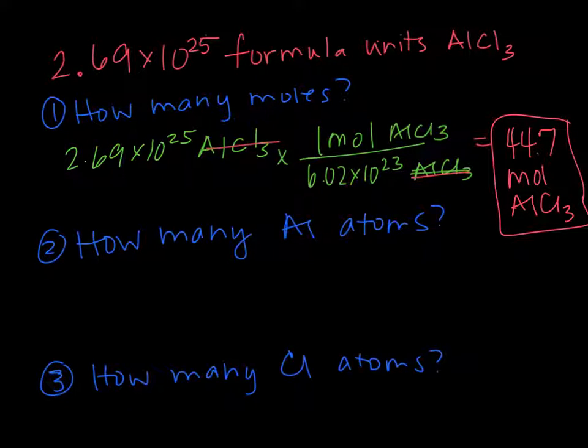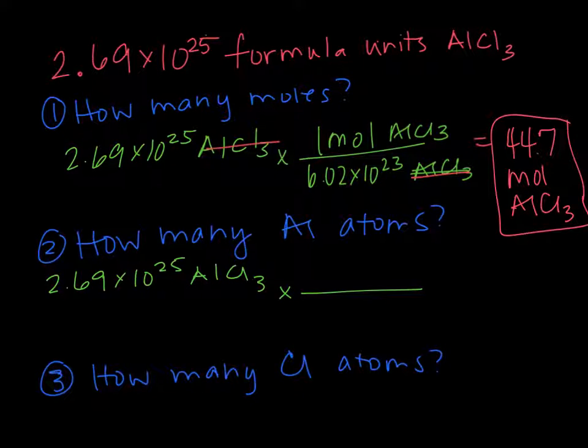All right, so in this next one, we want to know how many aluminum atoms there are. So I'm going to write down what's given to me. I'm going to go back up to the top, and I've got 2.69 times 10 to the 25th AlCl3s, right? And I want to know how many aluminum atoms. A lot of students here, what they end up doing is they go to moles and they don't know where to go to from there because they've done it wrong.